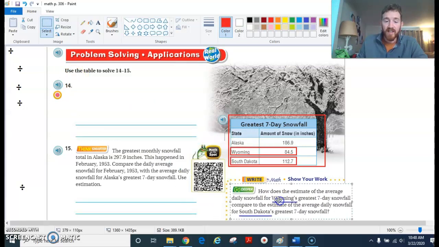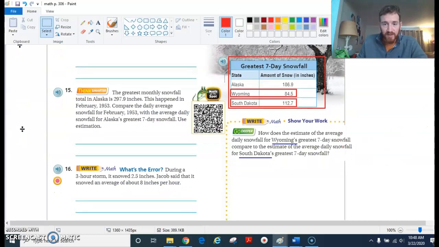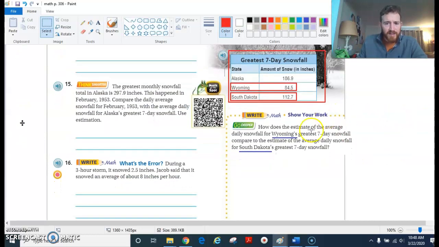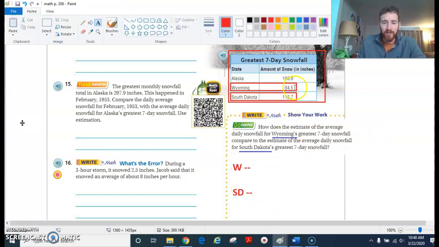Now, as we can see, these are both over 7-day periods, so we know South Dakota has more, but just to practice the estimating quotients process again, let's go through that together. So for Wyoming, we'll do a W for Wyoming, and we'll do SD for South Dakota. Wyoming is over the 7 days, 84 5/10.